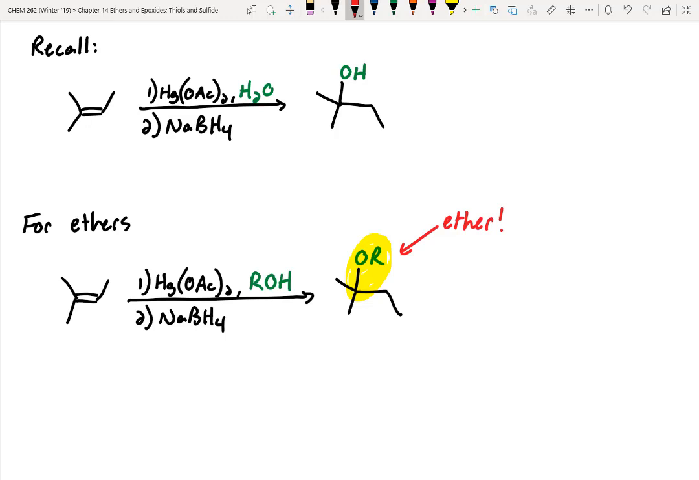In fact, you can also use these same conditions to make a wide variety of functional groups. However, these are two of the main ones. Really, any nucleophile that's weak can be used in that step. So instead of an alcohol, you could use a thiol if you want. It would do similar reactivity, and you can make a sulfide that way.